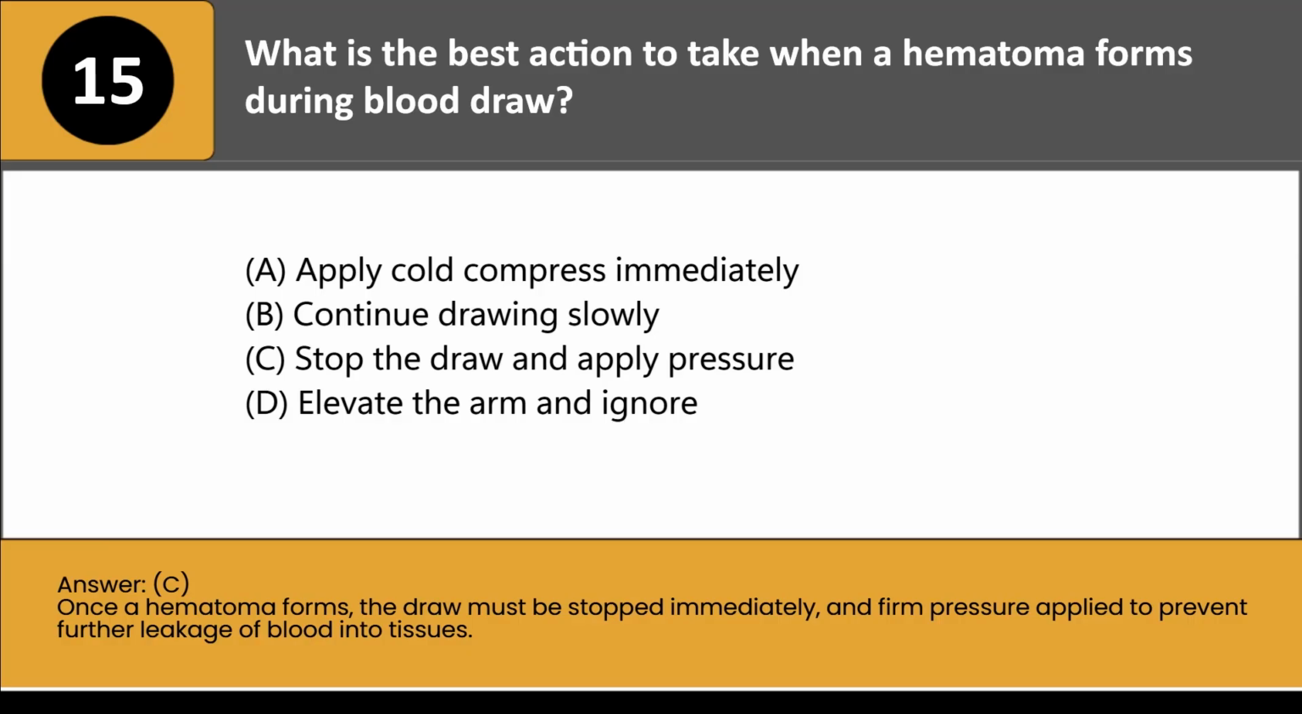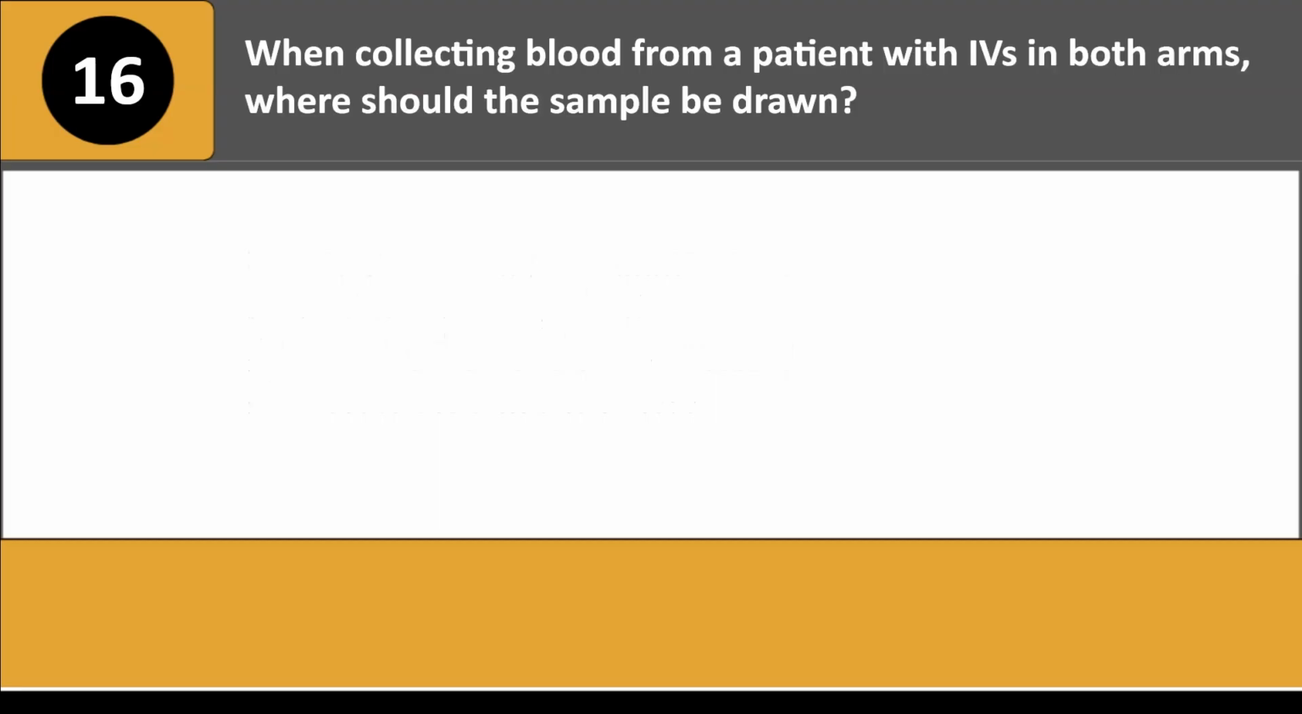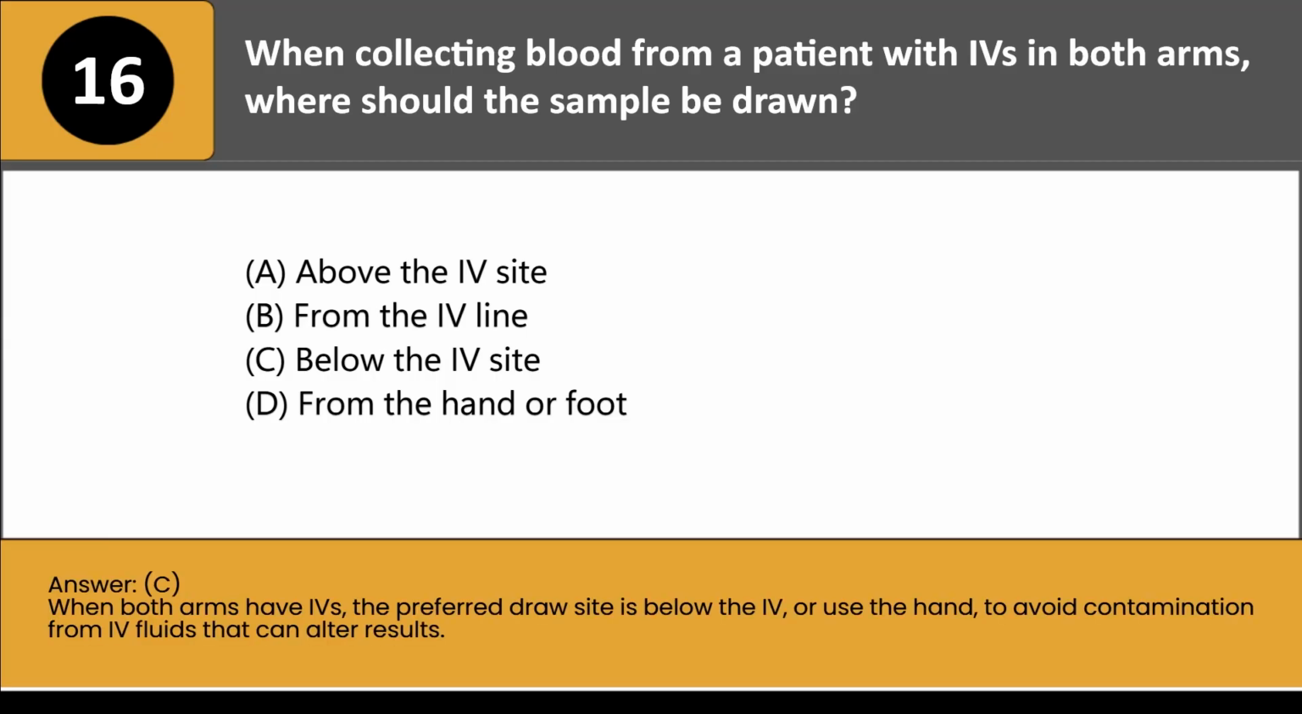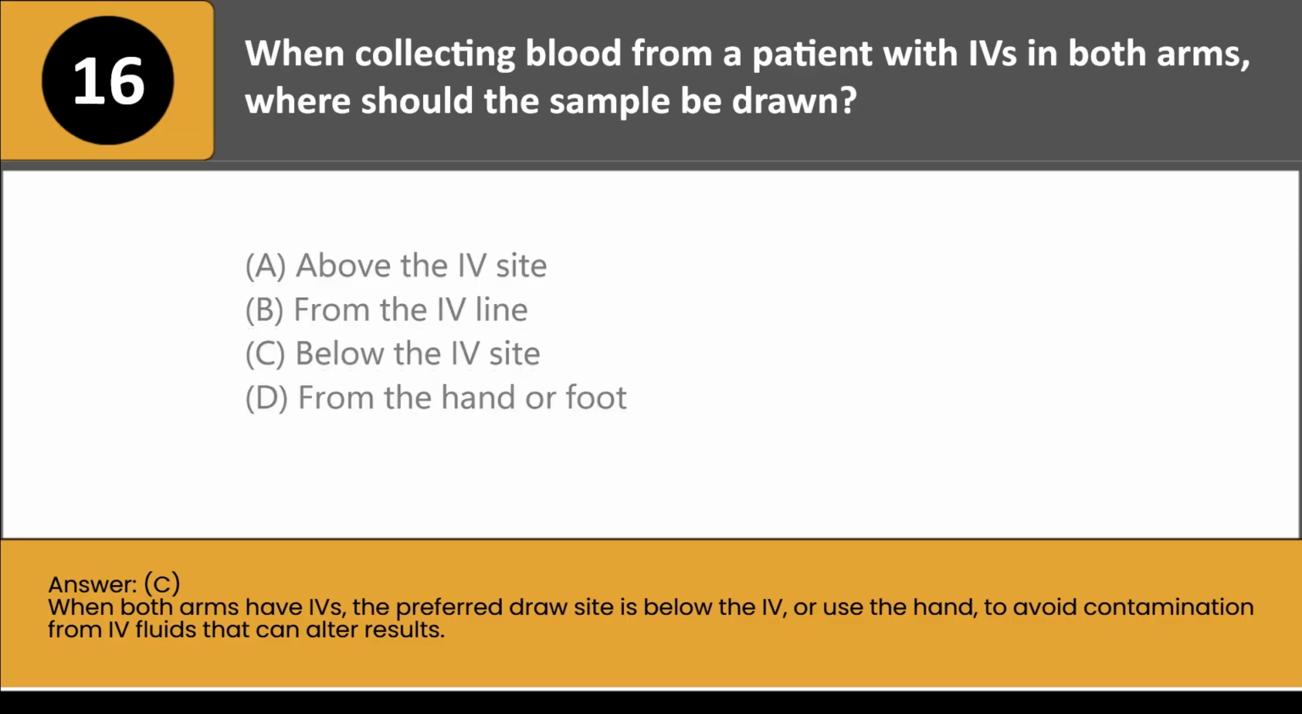of blood into tissues. When collecting blood from a patient with IVs in both arms, where should the sample be drawn? A. Above the IV site. B. From the IV line. C. Below the IV site. D. From the hand or foot. Answer C. When both arms have IVs, the preferred draw site is below the IV, or use the hand, to avoid contamination from IV fluids that can alter results.